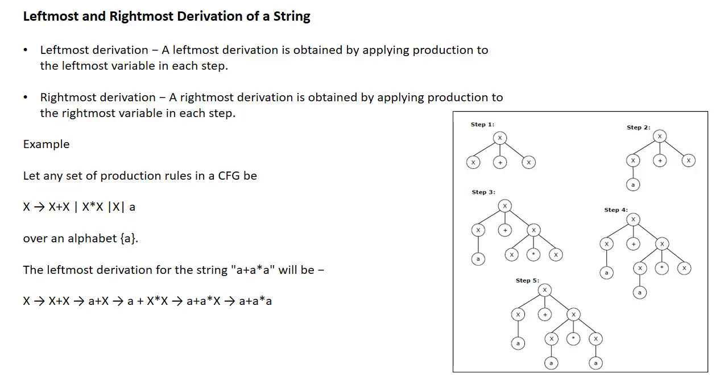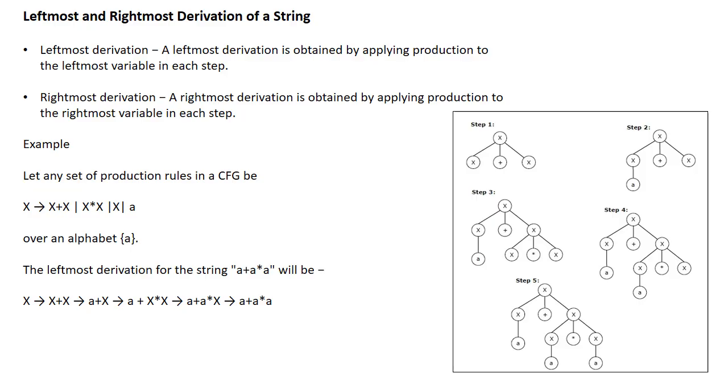Now for the derivation of any string for the parse tree there are two types, leftmost derivation and rightmost derivation. Leftmost derivation is obtained by applying the production to the leftmost variable in each string, while rightmost derivation will be obtained by applying the production to the rightmost variable in each string.